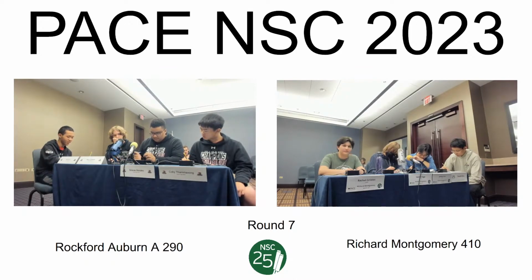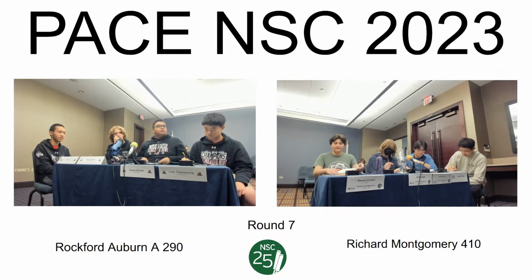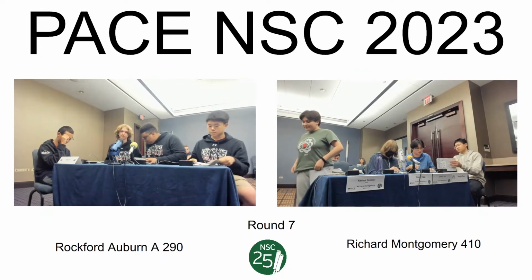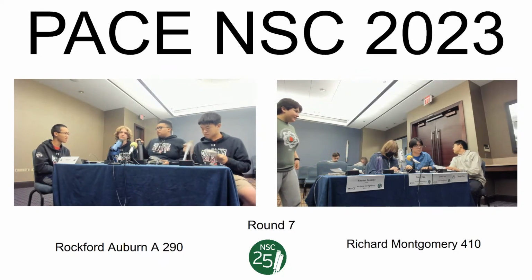And the end of the game. So final score is 290 for Rockford Auburn, 410 for Richmond Montgomery. Protest does not matter. Good game. Good game, bro. Right, Victor said the stream sounds good. So. Okay.